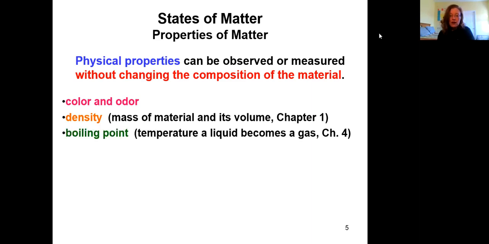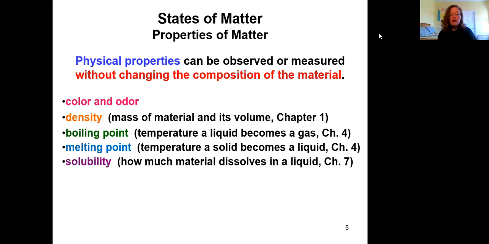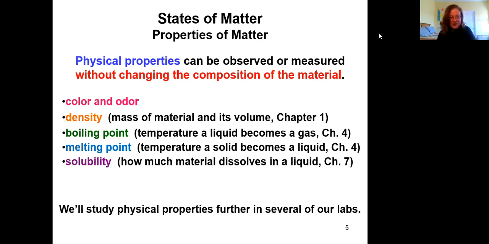Boiling points are the temperatures where liquids become gases, and melting points are the temperatures where solids become liquids. Solubility is how much material dissolves in a liquid. Fancy word for that, right? So when my sugar is dissolving in my tea each morning, it's a question of solubility. How much sugar can I get to dissolve in that tea? More than I should. So we'll definitely be studying more about physical properties in our labs.